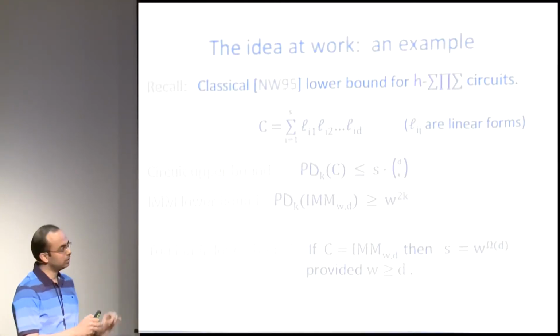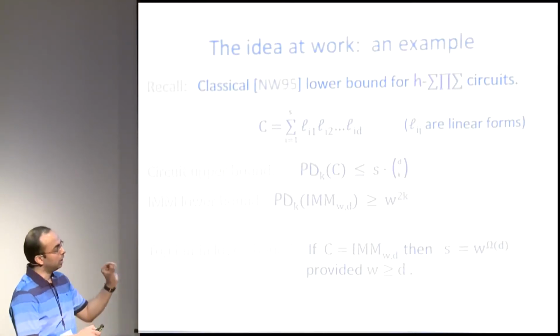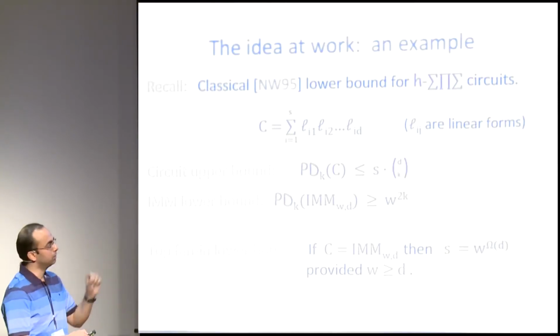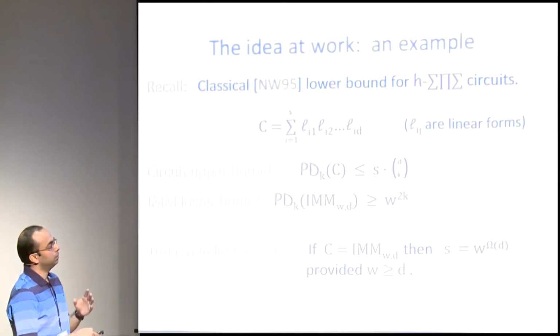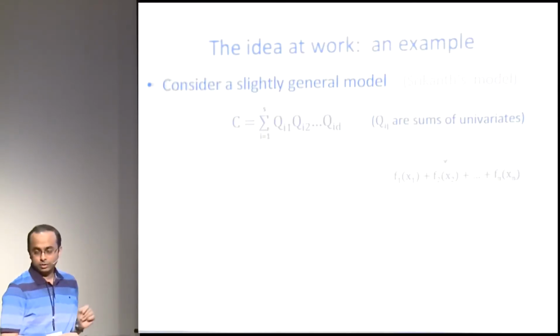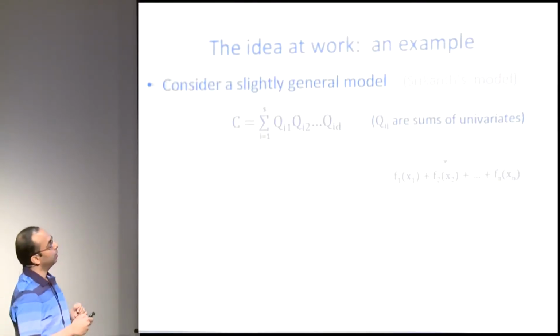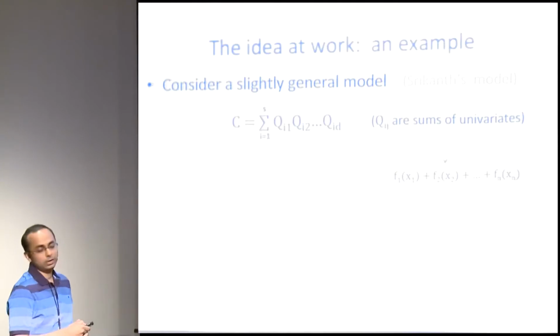Good. So it's a little bit of repetition with the hard polynomial being IMM, because I'm going to use this later on. So what's new? Nothing new. Now let's change the model to get something new. And the model now is, I changed the linear form. I replaced the linear forms by sums of univariates.